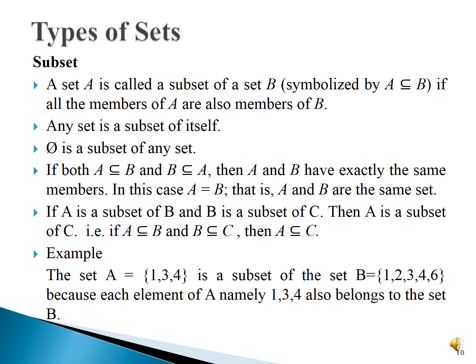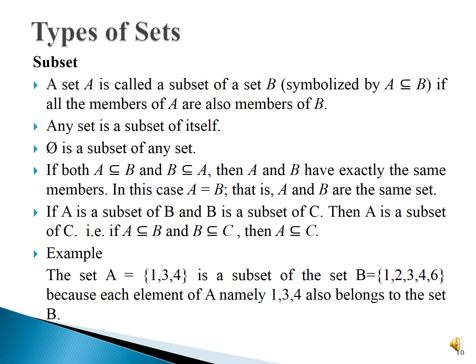Next, if both A ⊆ B and B ⊆ A, then A and B will always have exactly the same members. In this case, A is equal to B, that is, A and B are the same sets. If A is a subset of B and B is a subset of C, then indirectly A will be a subset of C.